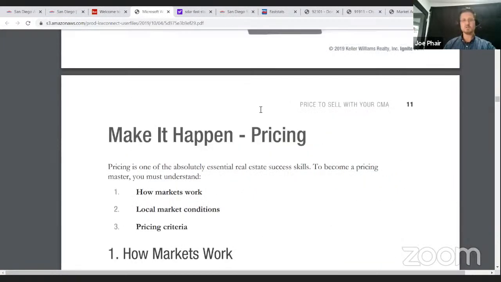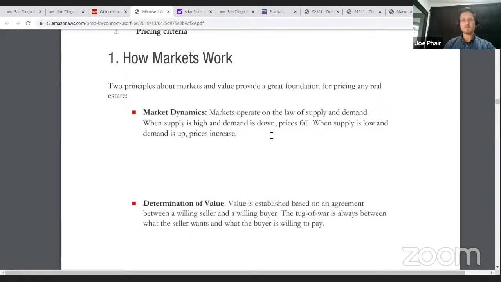How markets work. Okay, so real quick, market dynamics. Markets operate on the law of supply and demand. When supply is high and demand is down, prices fall. When supply is low and demand is up, prices increase. We refer to that as a buyer's market or a seller's market. Who has the advantage in a negotiation?